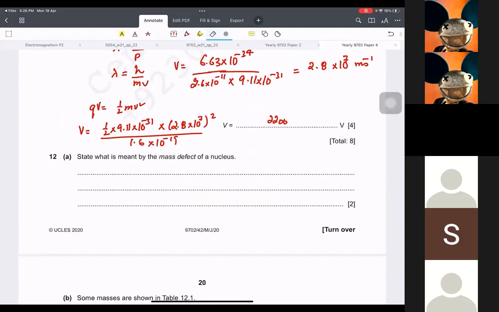Now, question number 12. If you guys are stuck at any point, please do let me know. What is meant by the mass defect of the nucleus? Mass defect of the nucleus means that this is the difference between a bound nucleus mass and its mass of constituents.